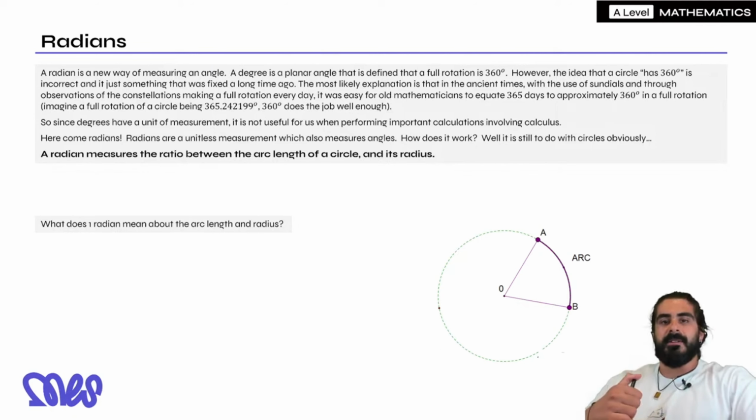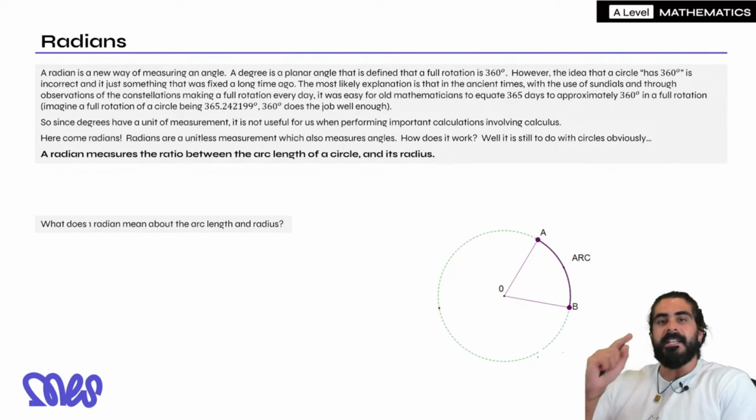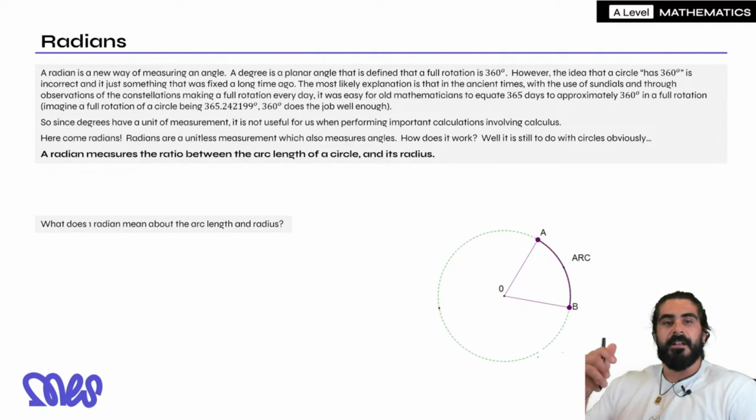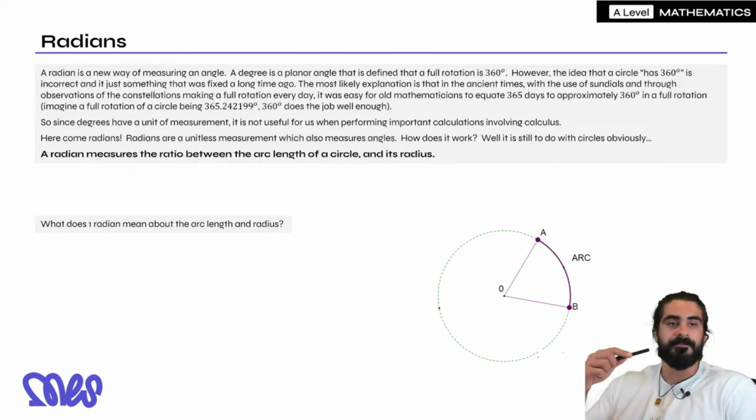Now, the most likely explanation is that in ancient times, with the use of sundials, and through observations of the constellations making a full rotation every day, it was easy for old mathematicians to equate 365 days to approximately 360 degrees in a full rotation. Imagine a full rotation of a circle being 365.242199. You know, 360 does the job well enough. Even better than 370 because 360 has more factors, right?